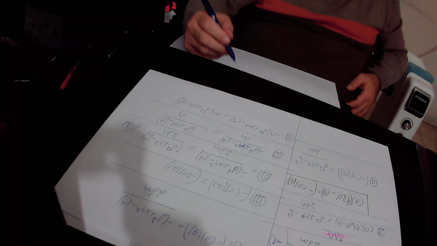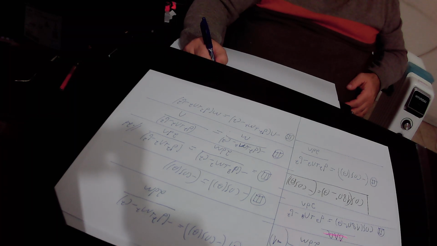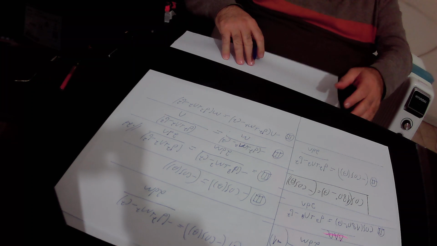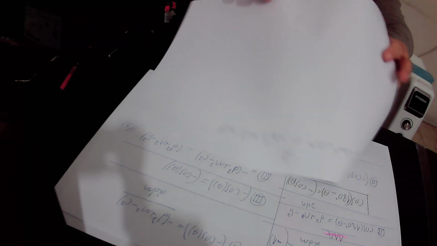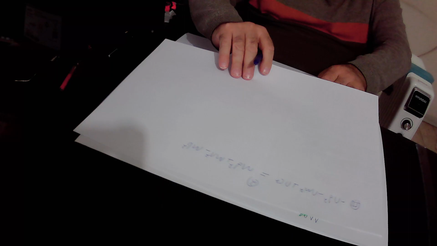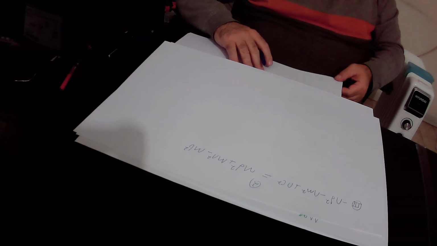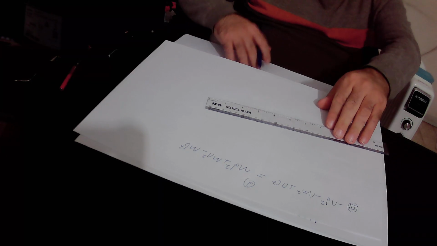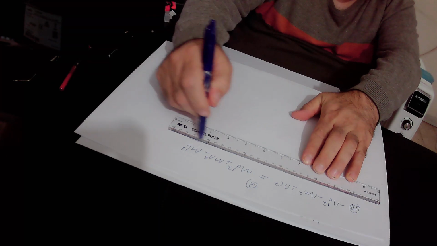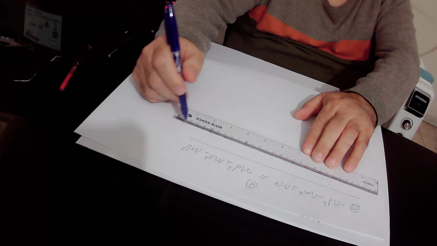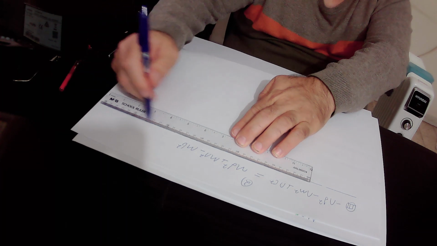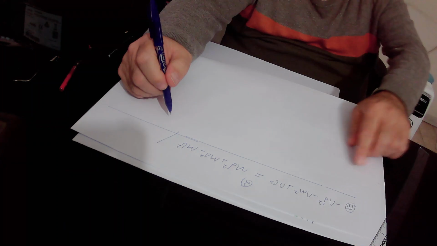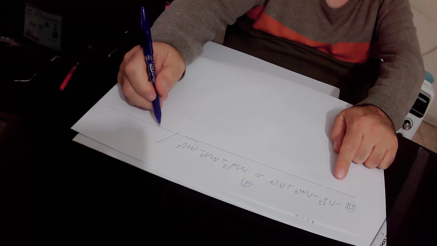M times minus b squared equals minus mb squared. So actually, this is equation number 3 after we open the brackets on both sides. In the next step, we add to this equation number 3 nd squared.